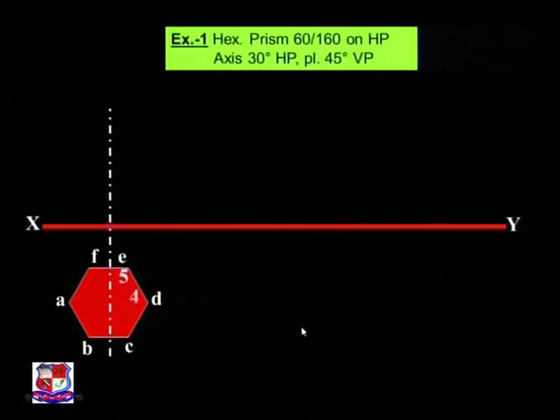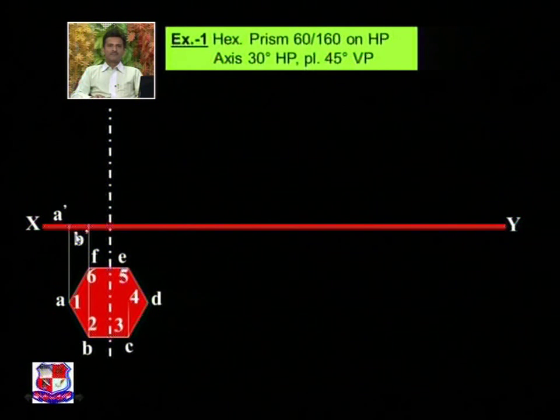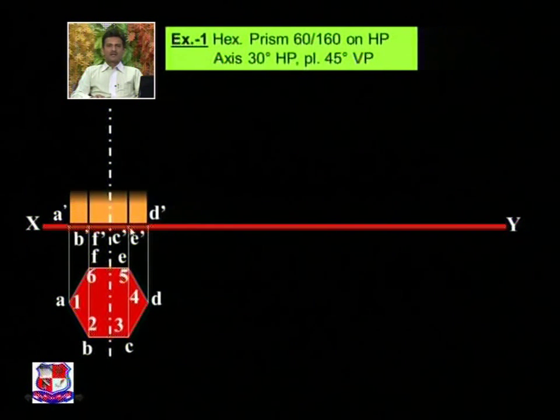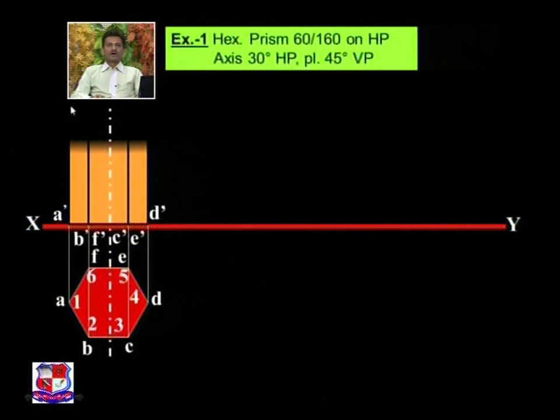F. Take the end name 1, 2, 3, 4, 5, 6 as the bottom edge. Now take projections from this ABCD to the XY line, and on the XY line name the points A dash, B dash, C dash, D dash, E dash and F dash, and height is given 160 mm. So at a height of 160 mm from this XY line, draw a rectangle.